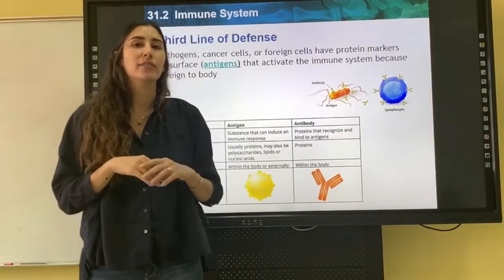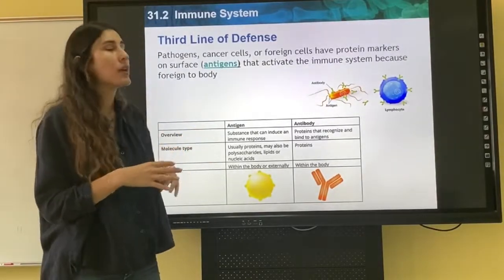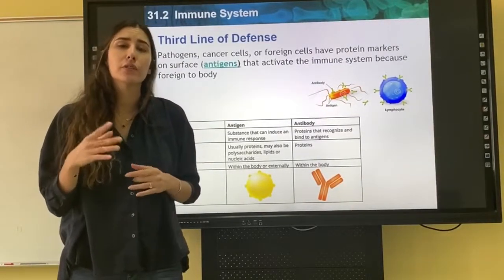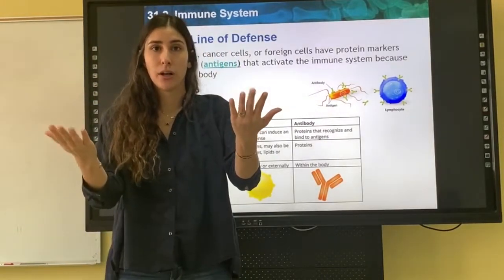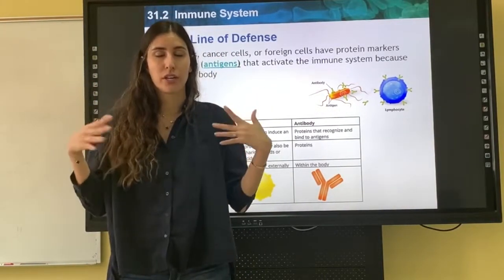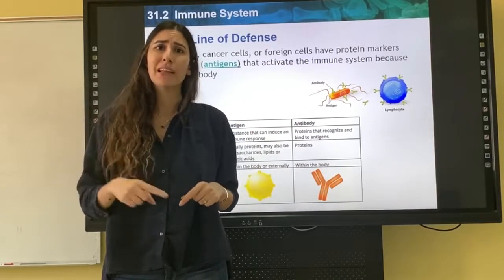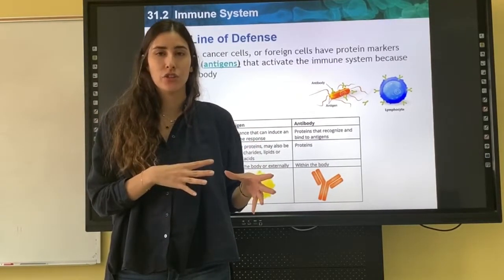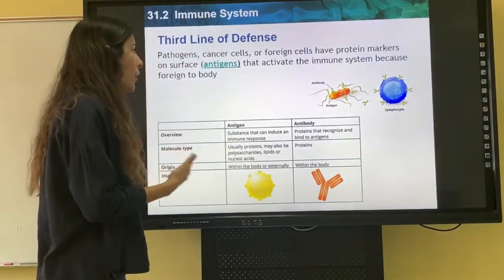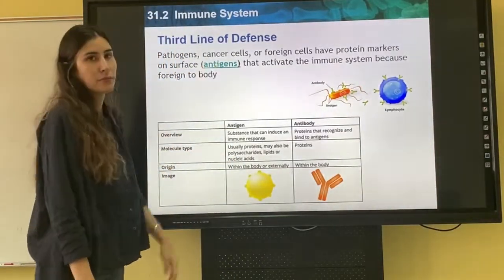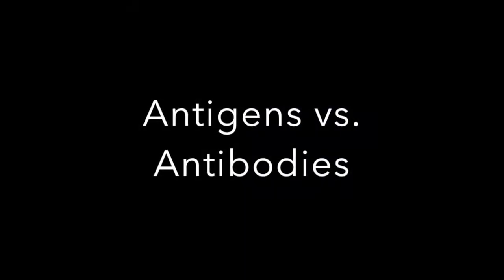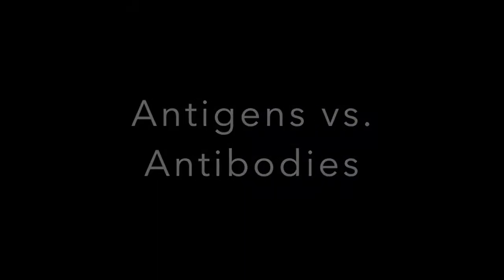Let's take a look at what antigens are in more detail. I will also show you the difference between something known as an antigen and an antibody. You might have already been exposed to this in middle school, but let's review this one more time. What is an antigen and what is an antibody, and how are they related to the immune system? In this video, the difference between an antigen and antibody, as well as how they interact, will be described.